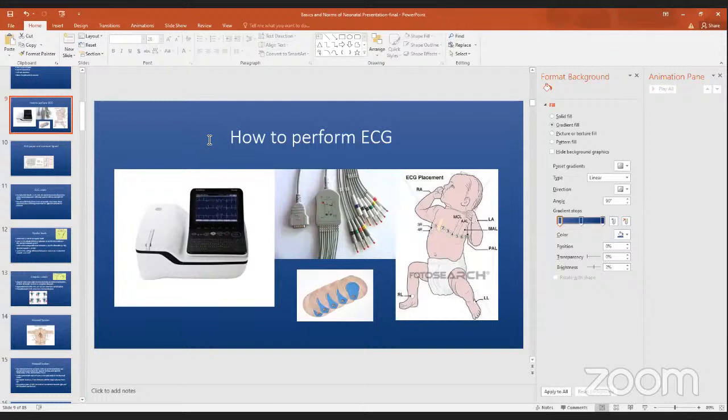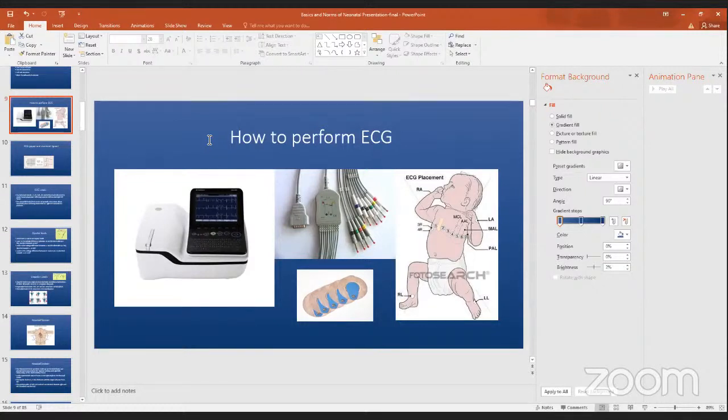Sir, I think there is a connectivity issue. Dr. Sikandar is still there. I suspect he's asking what the difference is between a preterm ECG and a term infant's ECG. So he's asking whether there is any difference in preterm ECG.